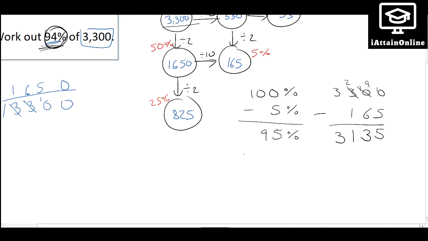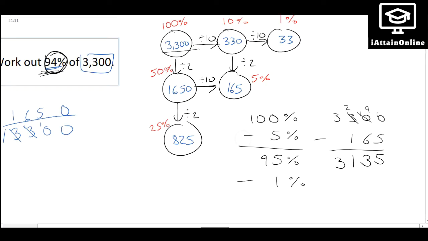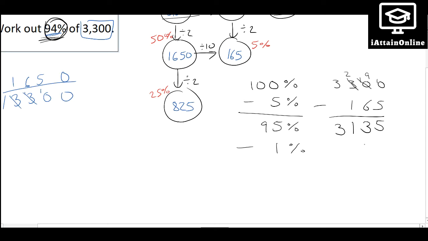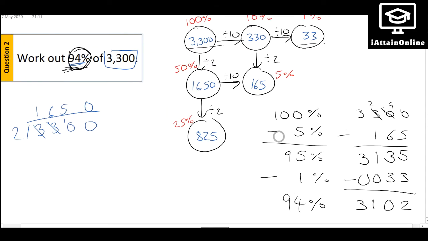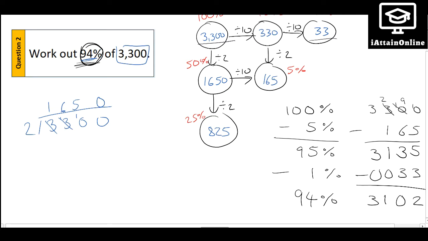I wanted to find 94%. So using my 95%, I'm now going to take away another 1%. So 1% was 33. So I'm now going to take this away. 5 take away 3 gives me 2. 3 take away 3 gives me nothing. 1 take away nothing. Remember, you can fill in those blanks with zeros. 1 take away nothing gives me 0. 3 take away nothing. 1 take away nothing gives me 1. And 3 take away nothing gives me 3. So that tells me that 94% is 3,102.